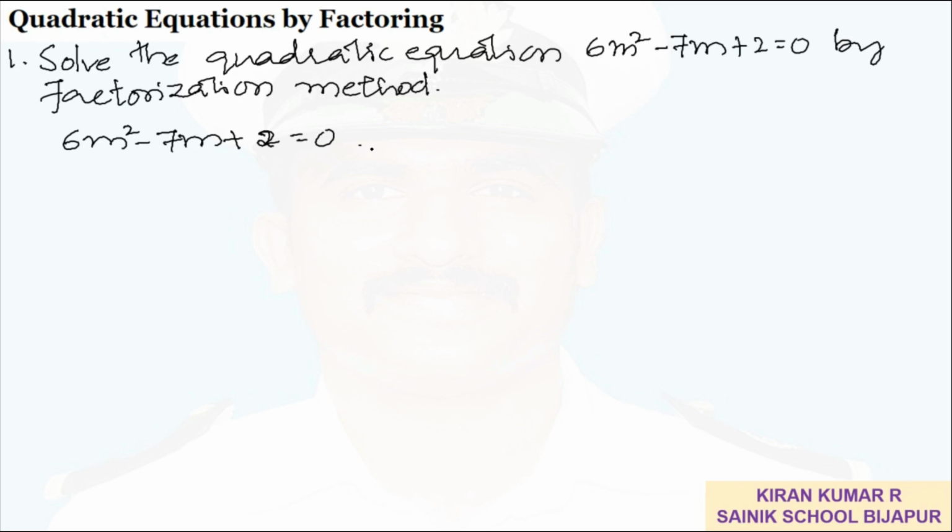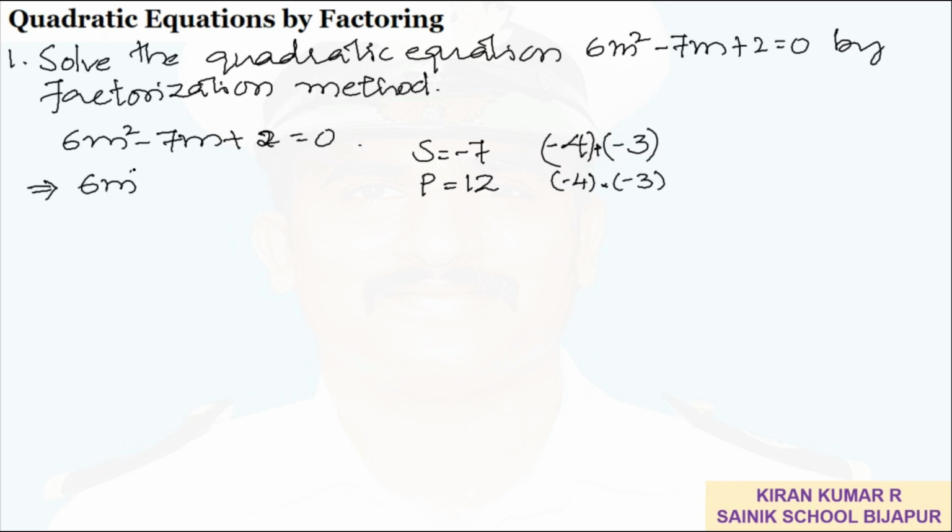It is also called as breaking the middle term. For that, we have to find out the sum, which is minus 7, and the product, which is positive 12. We know 4 times 3 is 12. But then to get minus 7, we'll consider minus 3 and minus 4 combination. The sum is minus 7 and the product minus 4 times minus 3 is positive 12. Therefore, I split the middle term as 6m square minus 4m minus 3m plus 2 equal to 0.